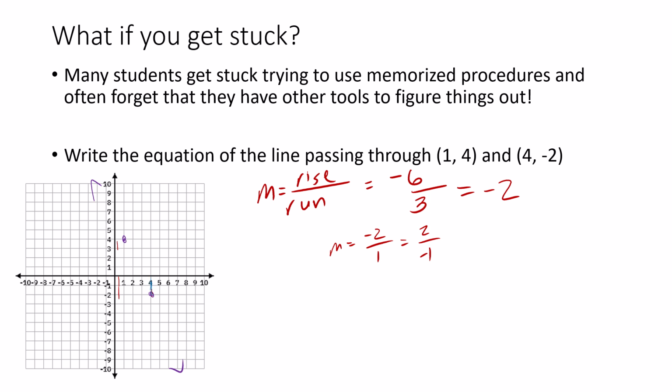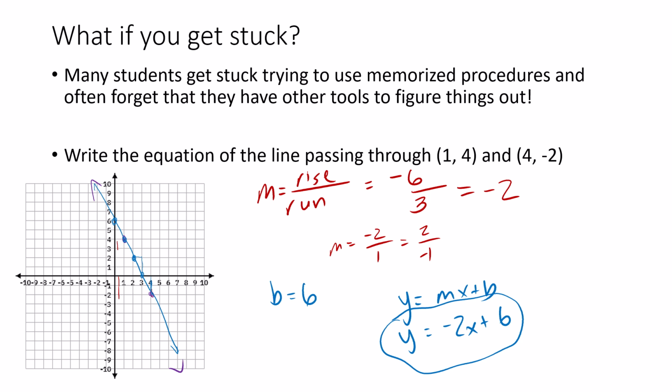You can count up 2, left 1, get yourself another point. Up 2, left 1, get yourself another point. Up 2, left 1, we already knew that point was there. Up 2, left 1, and what I have found is the y-intercept, and I am reasonably confident of that because now that I know the slope, I don't have to eyeball it. I can actually count up 2, left 1, up 2, left 1. And so the equation for this line is y equals -2x plus 6. And I am very confident that I have done that.